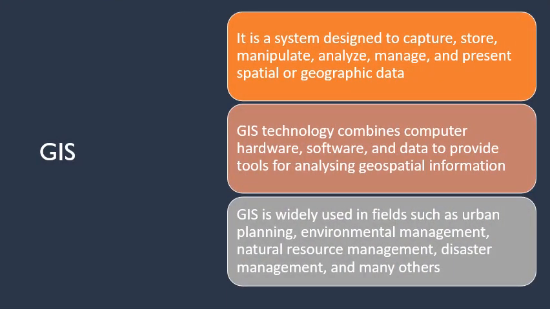What is GIS? It is a system designed to capture, first of all, whatever is there on the surface of the earth. First, you have to capture and store it in your computer, because unless you store it, you cannot manipulate it. Then thereafter you have to analyze, manage and present spatial or geographical data. Now let me give you an example.